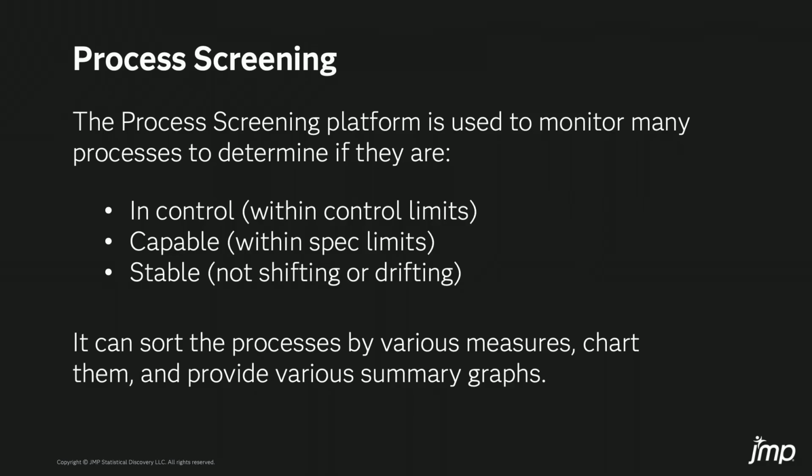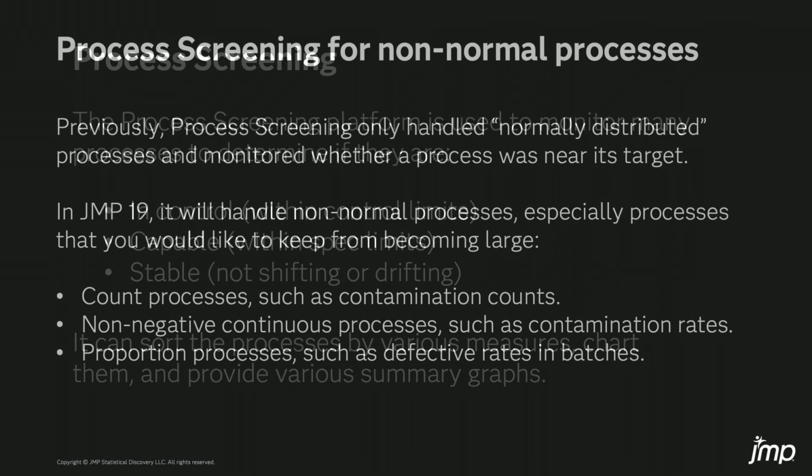Now, the process screening platform in JMP is used to monitor many processes to determine if they are in control, within control limits, capable, within spec limits, and stable, not shifting or drifting. It can sort the processes by various measures, chart them, and provide various summary graphs.